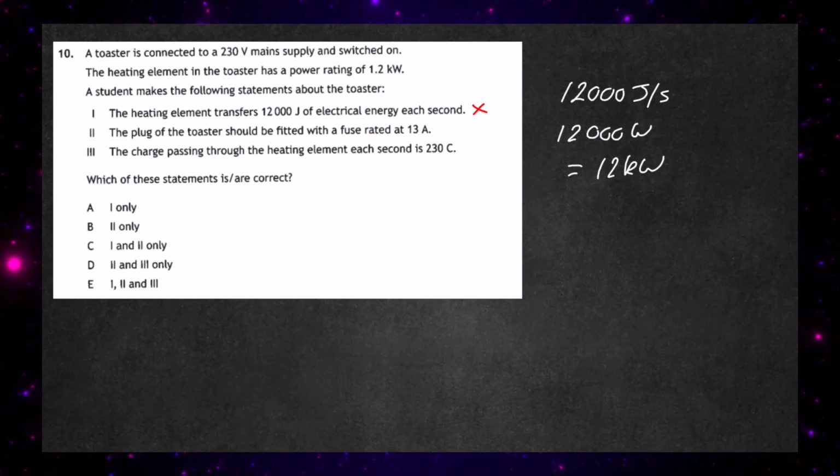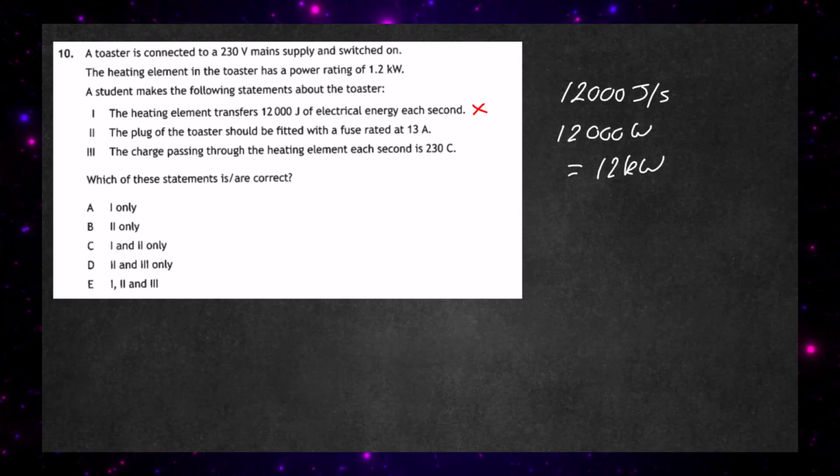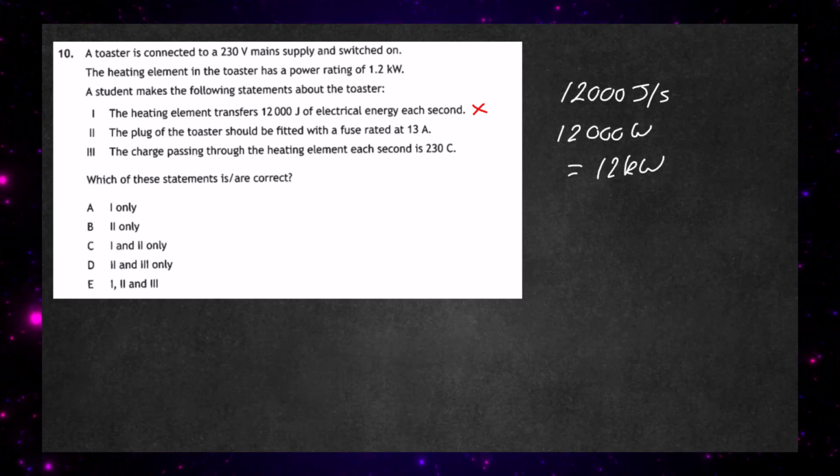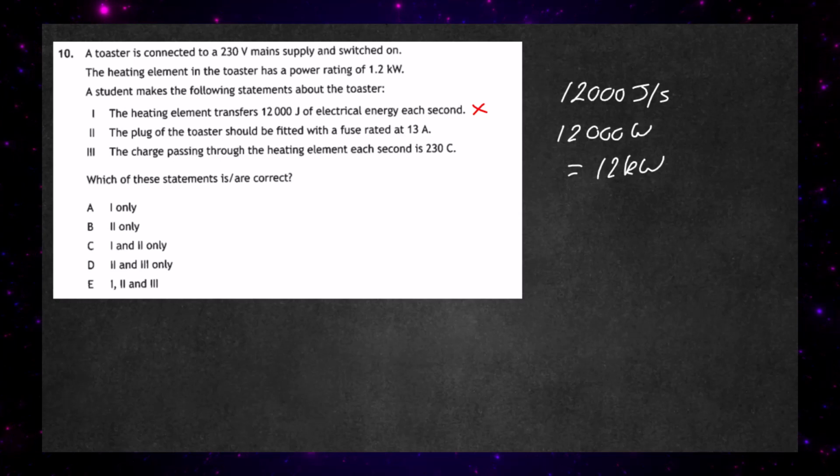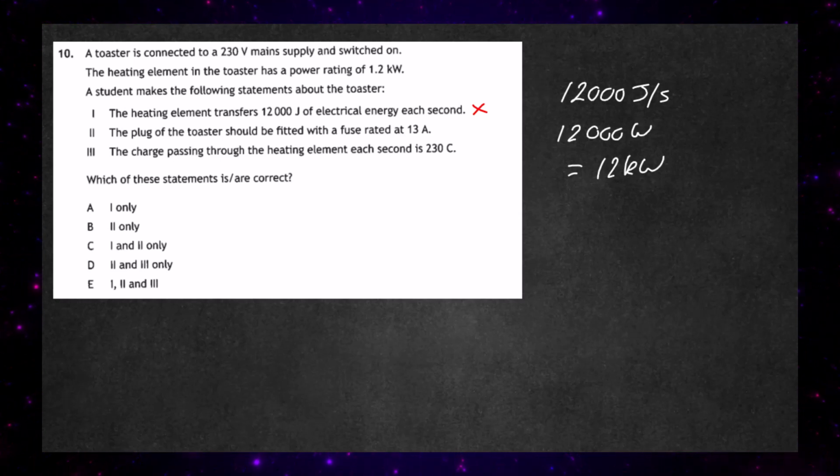The plug of the toaster should be fitted with a fuse rated at 13 amps. Well, it's standard practice that if an electrical appliance is over 700 watts, you should fit it with a fuse of about 13 amps. So we'll say that one is correct.